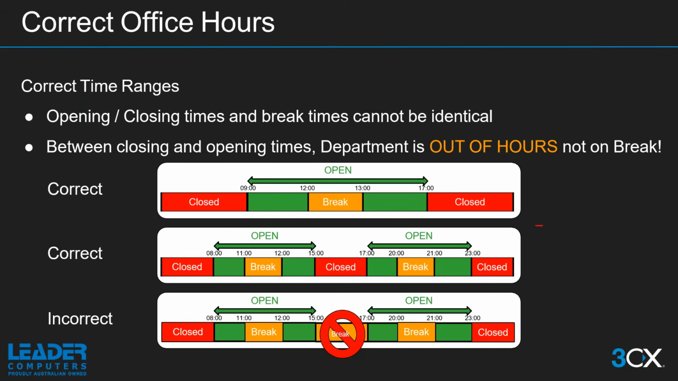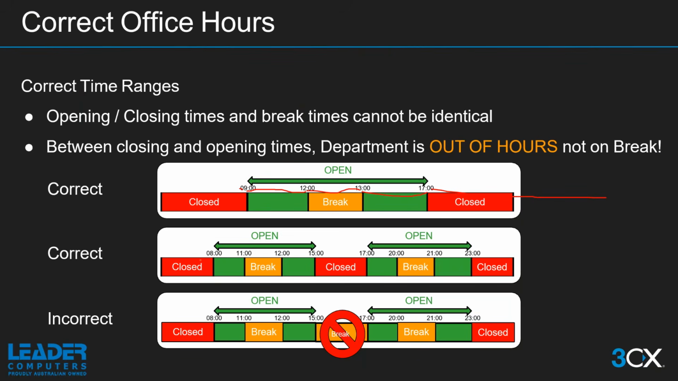The correct way of setting office hours is that there can or cannot be a break between two closed times. So for example, this one is correct. The office is closed till 9 o'clock, and at 9 it opens, and from 9 to 12 it's open, 12 to 1 is break time or lunchtime, and 1 to 5 it's open and it's closed until the next day.